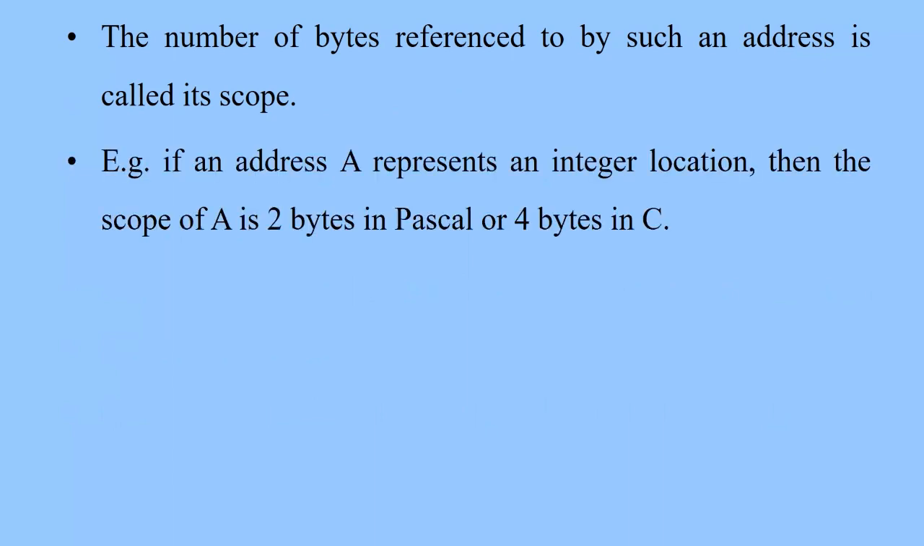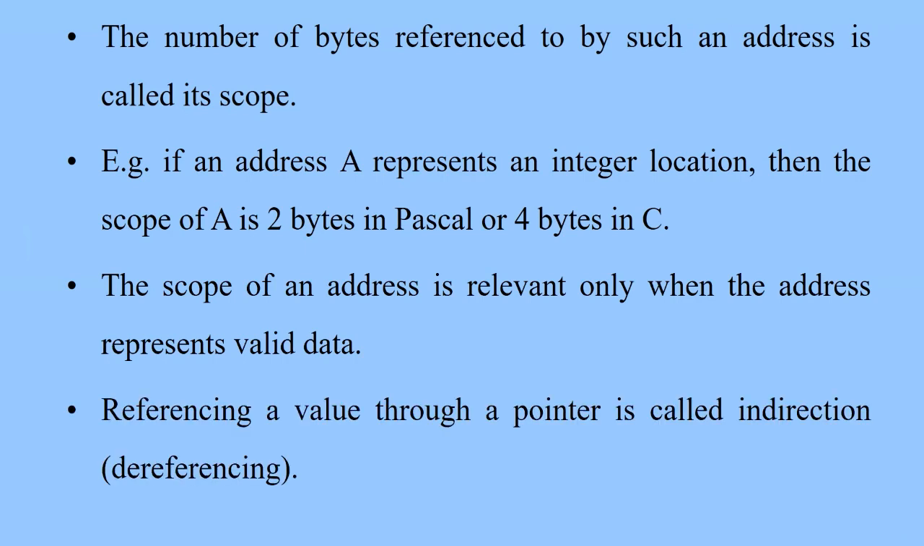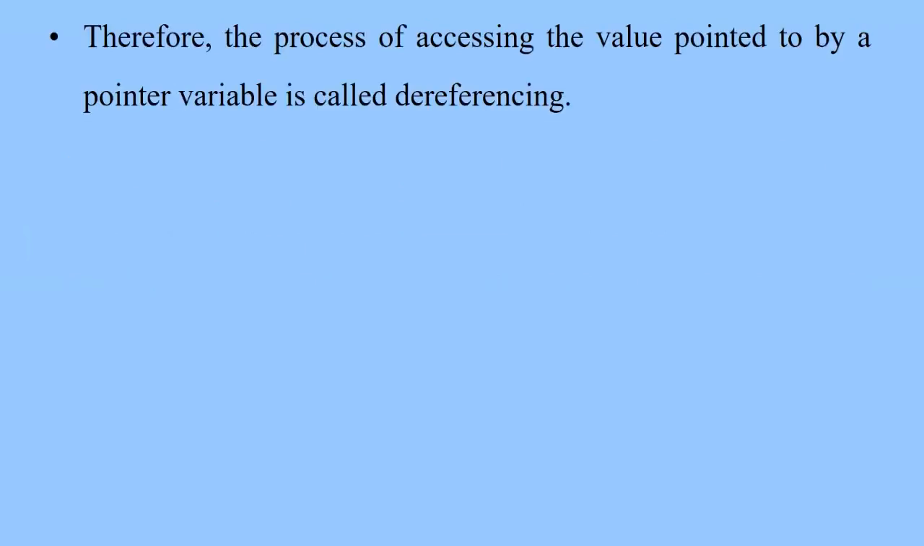For example, if an address A represents an integer location, then the scope of A is 2 bytes in Pascal or 4 bytes in C. The scope of an address is relevant only when the address represents valid data. Referencing a value through a pointer is called indirection or dereferencing. Therefore, the process of accessing the value pointed to by a pointer variable is called dereferencing.